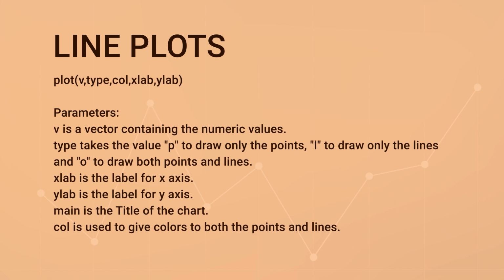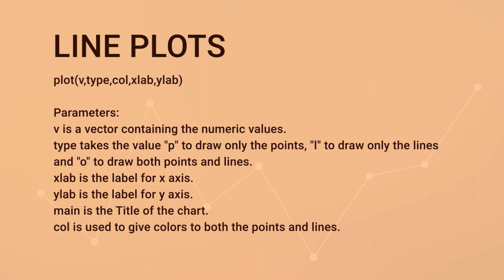So the syntax is very simple: plot followed by v, this is a vector. Type takes the value p to draw only the points, l to draw only the lines, and o to draw both the lines and points, or lines, points and lines.